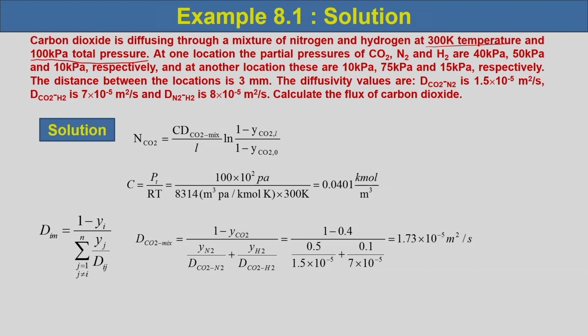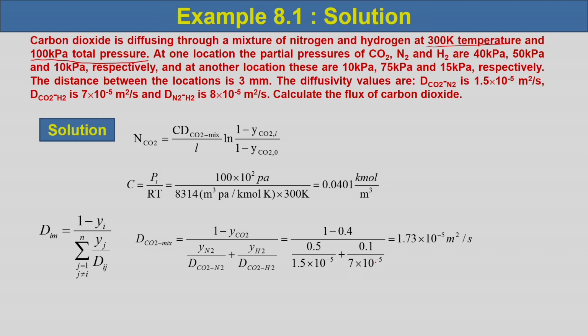So, we can calculate D_CO2,mixture, which would be equal to (1 − Y_CO2) divided by the sum over the other two components, that is Y_N2 divided by D_CO2-N2 plus Y_H2 divided by D_CO2-H2, which is equal to (1 − 0.4) divided by (0.5 / (1.5 × 10^-5) + 0.1 / (7 × 10^-5)).